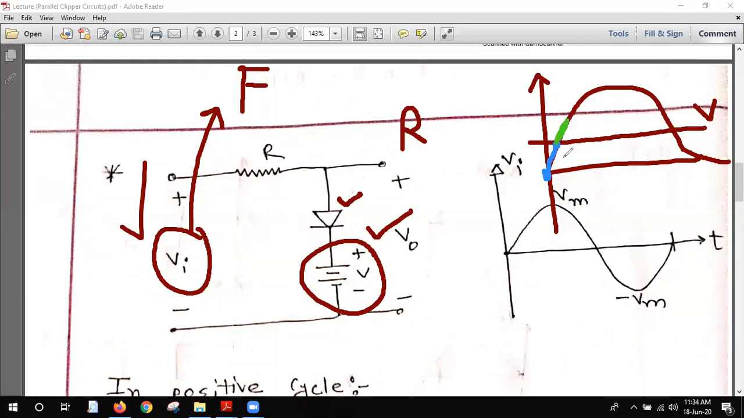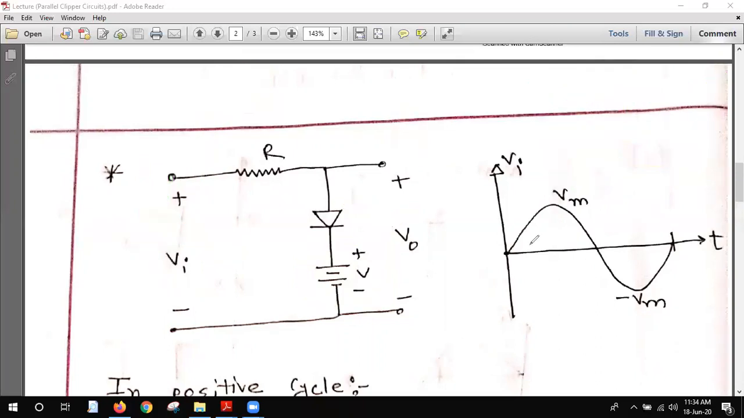Till this portion, V is greater. Similarly on this side, till these two portions, V is bigger. But when the value crosses this line, in the upper portion VI is bigger. So in these two small portions it will be reverse biased, and in this portion it will be forward biased.